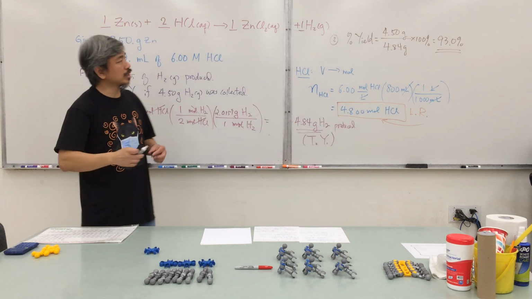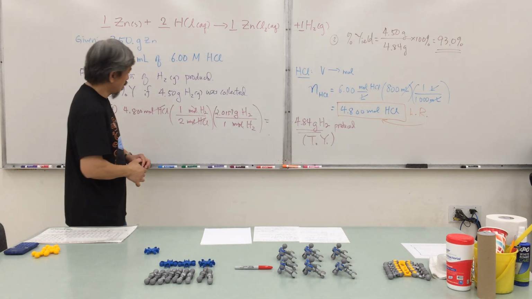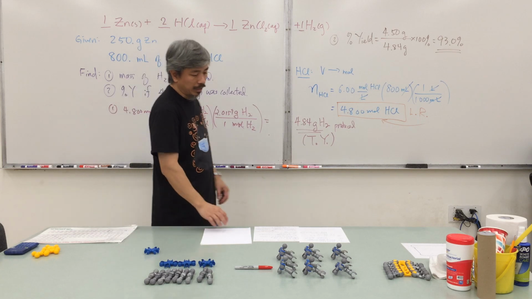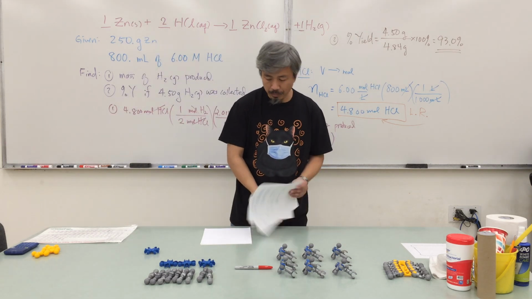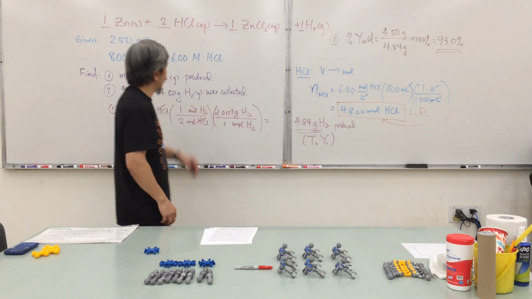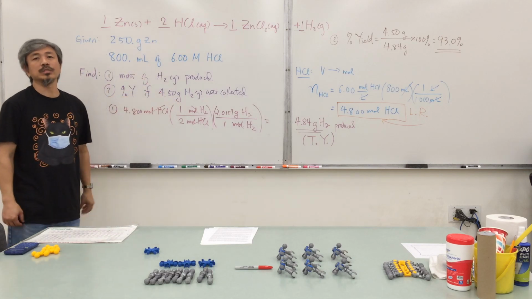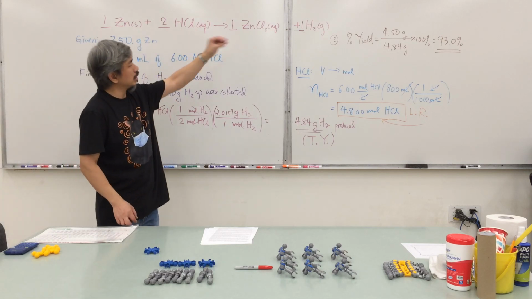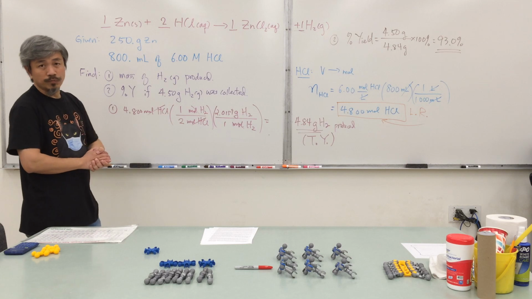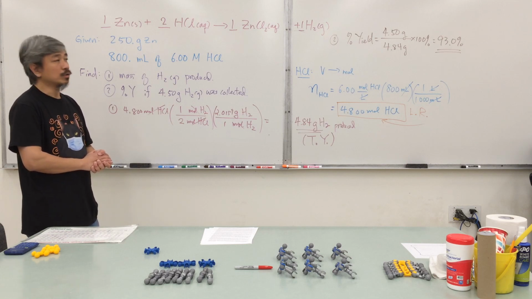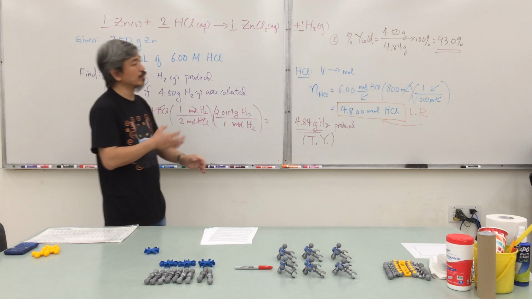Okay, 93% yield basically. All right, so that kind of wraps up the use of molarity in terms of limiting reactants, figuring out what that looks like, as well as using the mole ratios for stoichiometric calculations. So hopefully with this, you'll be able to then complete all of your homework assignment.